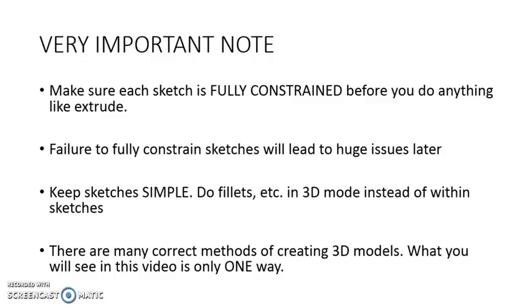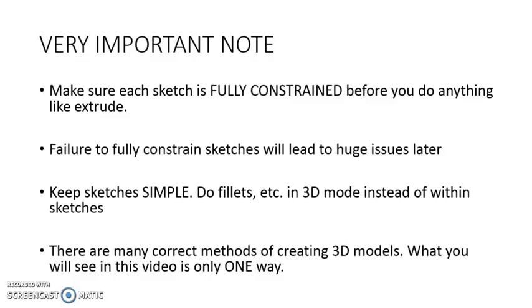Make sure that each sketch you do is fully constrained before you do anything else like finishing the sketch and extruding, revolving, whatever it is. Because if you fail to fully constrain sketches early on, then it's going to lead to huge issues later. So one way to do this is to keep your sketch simple. Do things like fillets, chamfers, so on and so forth, in 3D mode instead of doing them within the actual sketches. This is going to make it easier to constrain, which leads you right back to those first two bullet points.